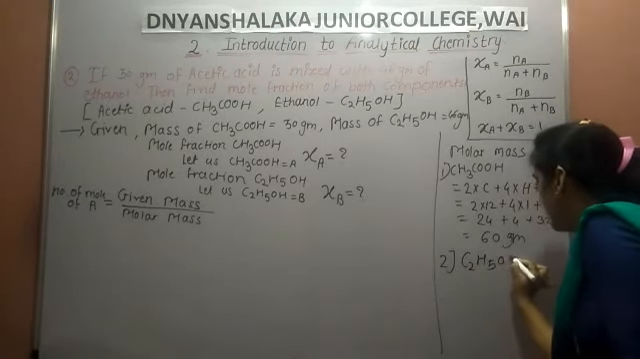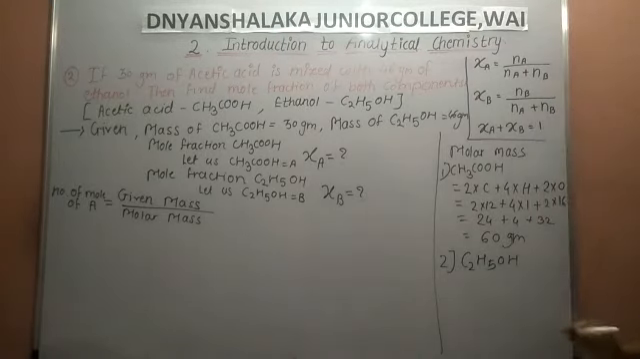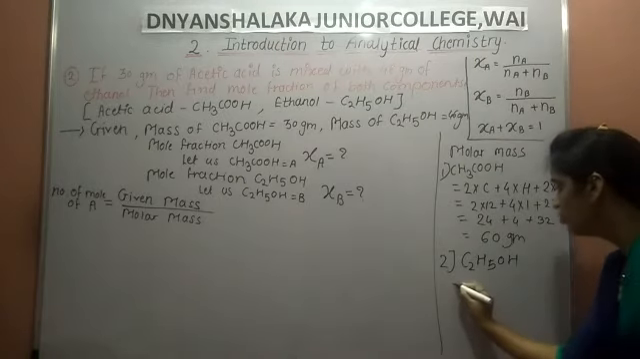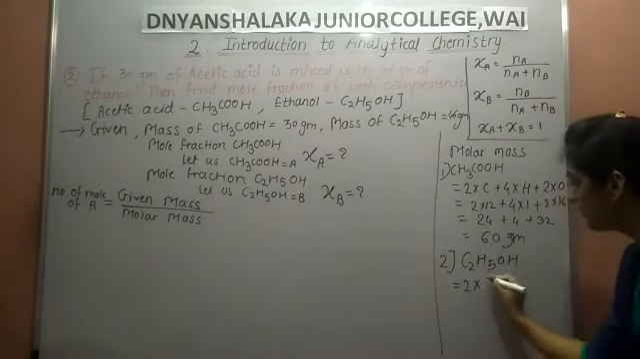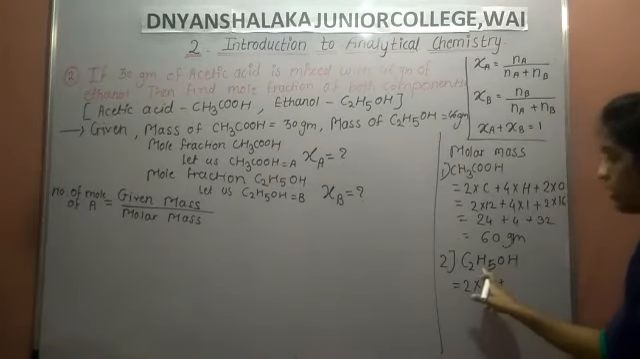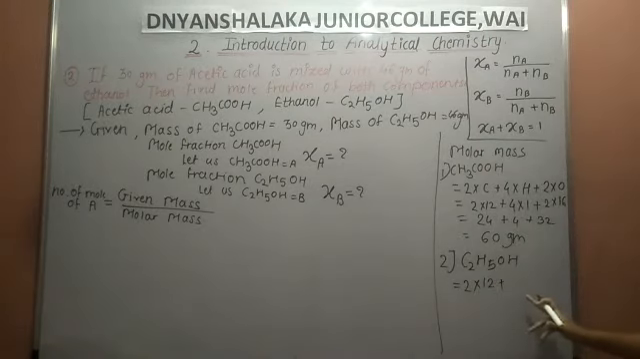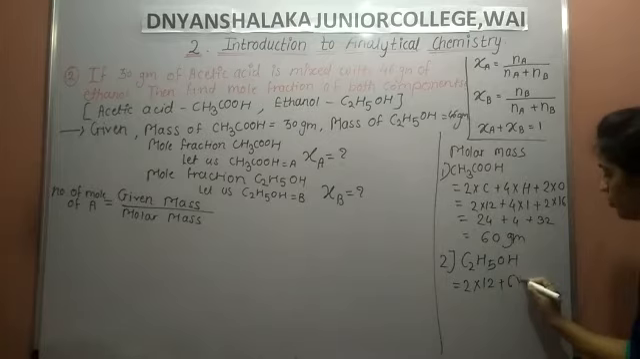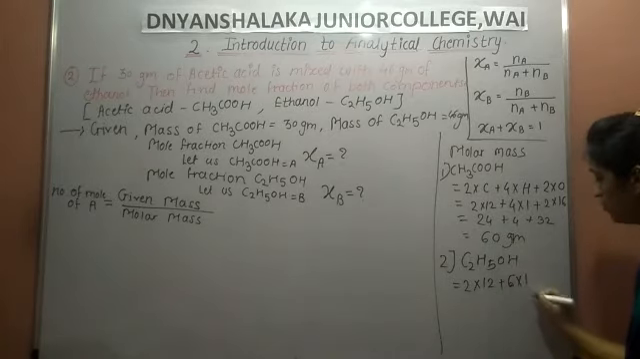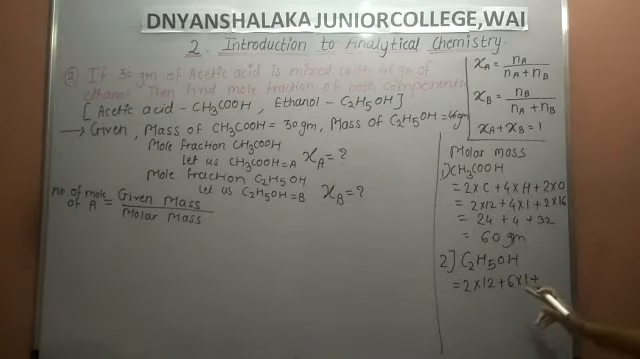Molar mass of ethyl alcohol. How many carbon atoms are present in ethyl alcohol? 2. So 2 into the atomic mass of carbon, 12, plus how many atoms of hydrogen are present in ethyl alcohol? 6. So 6 into the atomic mass of hydrogen, 1, plus only one oxygen atom is present in ethyl alcohol.